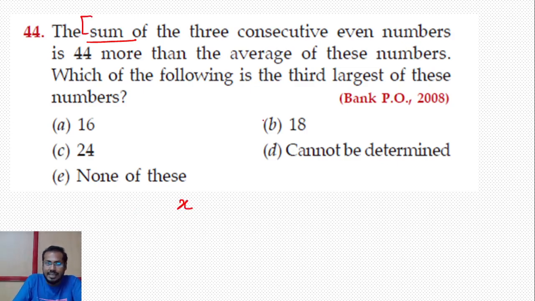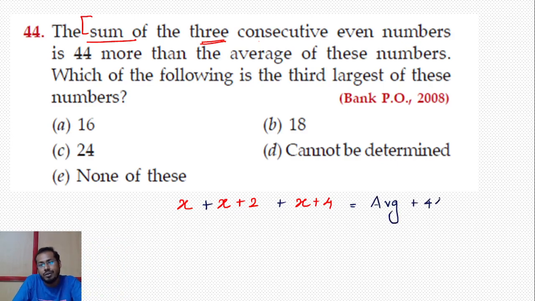So first number is x, even consecutive 3 numbers. So next number is x plus 2, then x plus 4. இதுதான் 3 நம்பர். ஸோ இதுக்கெல்லாம் sum எடுத்தீங்கன்னு வச்சுக்கோங்க. If you take sum for these 3 numbers, add these numbers, your answer will be 44 more than the average. That means இதோட average plus 44 இருக்கும்னு சொல்கிறாங்க.